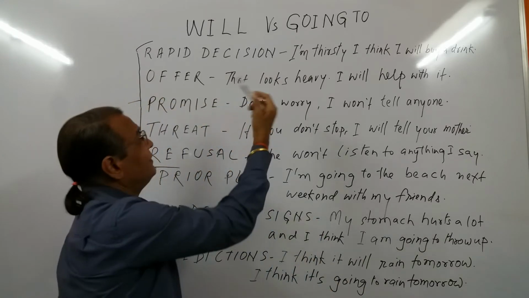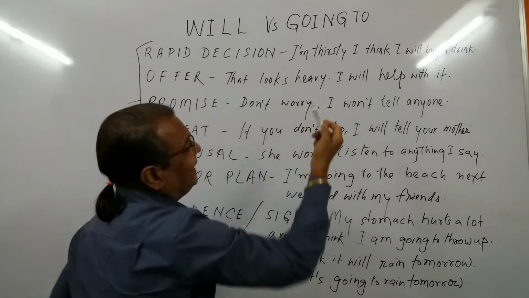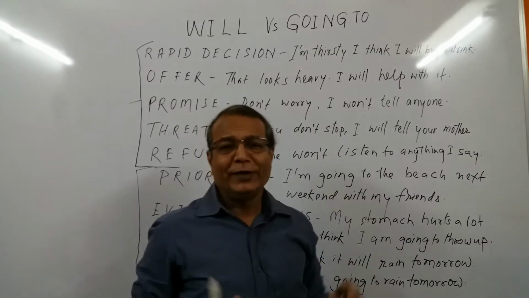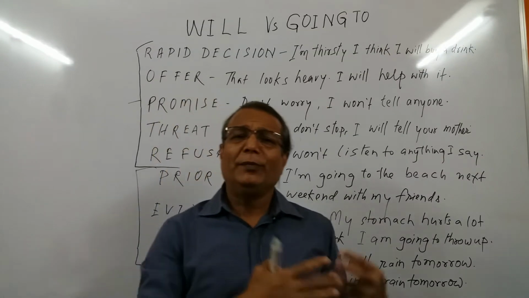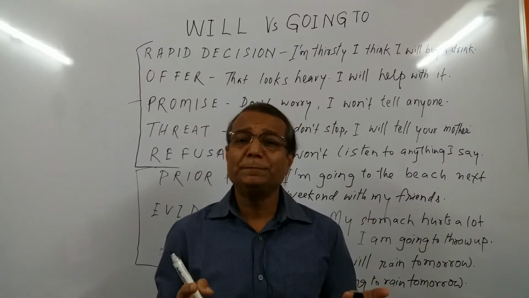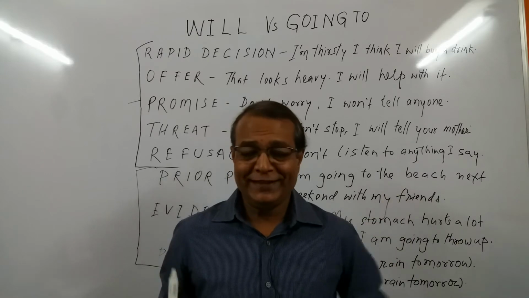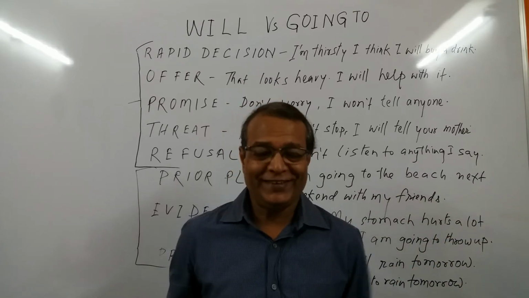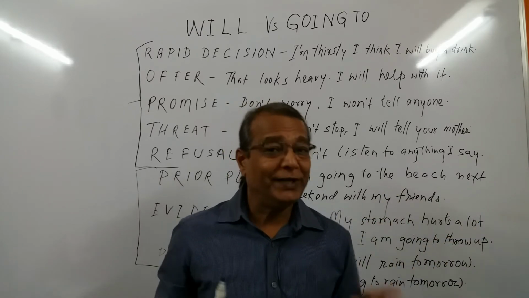So the sentence example is: I'm thirsty. I think I'll buy a drink. You are in a marketplace and you have no plan, but you are thirsty now. So what you say is, I think I'll buy a drink. You are not saying I'm going to buy a drink. You say I think I'll buy a drink.